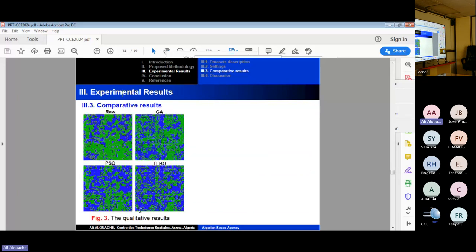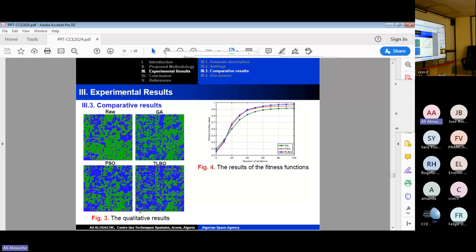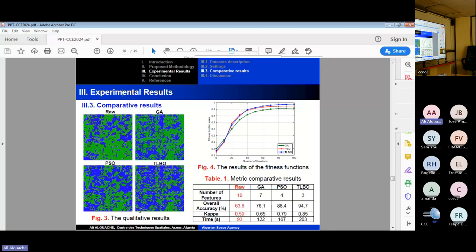Comparative results. Figure 3 shows the classification maps that are generated by using the optimization methods, while figure 4 displays the evolution of the fitness function according to the number of iterations. Table 1 summarizes the metric results in terms of the number of iterations, the overall accuracy, kappa coefficient, and the processing time. It should be noted that the raw results are given initially in order to illustrate the performance of the machine learning model before using wrapper feature selection. After that, the results of adopting each optimization method are presented.